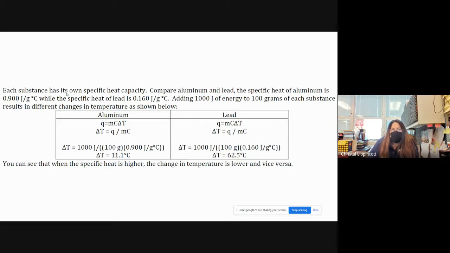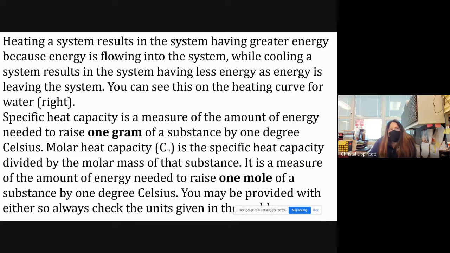All right. So here, each substance, like I said, has its own specific heat capacity. If you compare aluminum and lead here, the specific heat of aluminum is 0.9 joules per gram degree Celsius. Specific heat of lead is 0.160. So that means that the lead is going to cool off faster than the aluminum. Okay, adding heat into the aluminum, it's not going to go up as high as the lead. It's going to take more heat to raise the temperature of the aluminum than it would the lead, because you have to pump more in to get it to rise. Heating a system then results in the system having a greater energy because the energy is going into the system, while cooling the system causes it to have less energy as energy leaves the system.